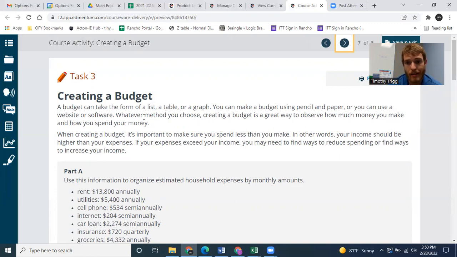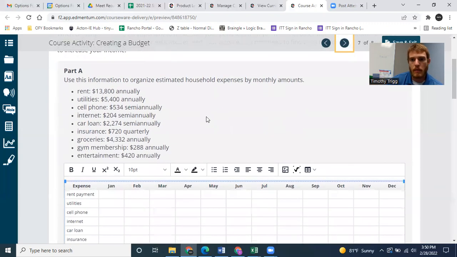If your expenses exceed your income, you may need to find ways to reduce your spending or find ways to increase your income. All right. You only spend money you have. That's the key takeaway. Do not take on credit card debt just to buy something you want, right? But let's look at some of these payments.